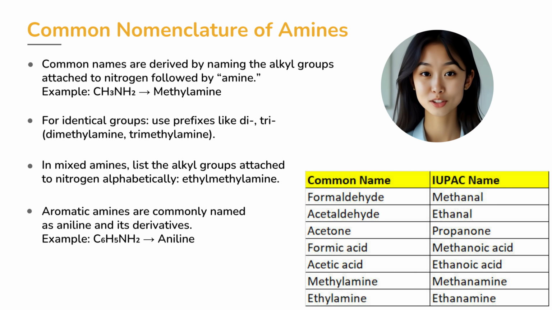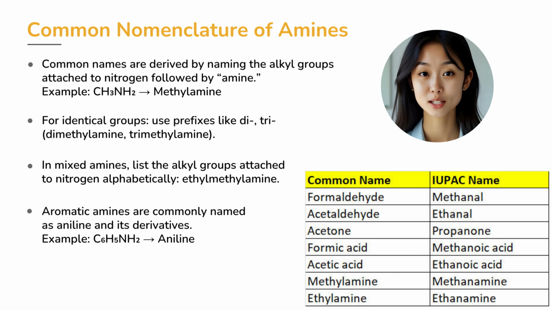Now, while IUPAC rules keep things neat and universal, chemists have loved their traditional or common names for ages, almost like nicknames that catch on easily. In the common system, you name the alkyl groups attached to nitrogen first, then just add amine to the end. So CH3NH2 becomes methylamine in common terms, quick and easy. If you have two or three identical alkyl groups hanging out, you use prefixes like di and tri. For example, having two methyl groups makes dimethylamine, and with three, it's trimethylamine. These prefixes really help count the substituents.